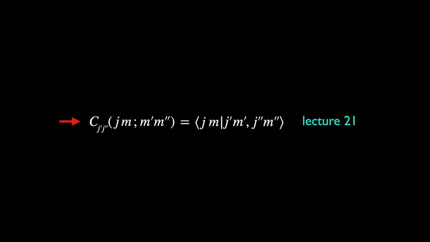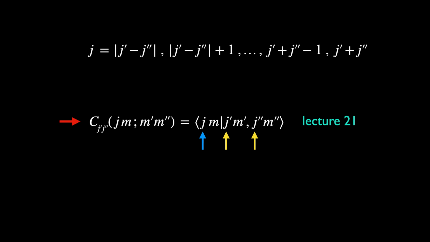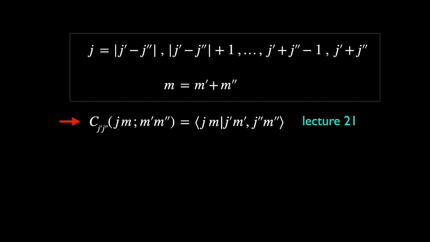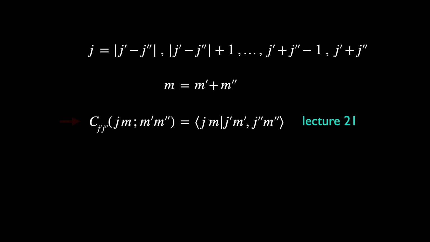So even though we are using the symbol J here, this refers to isospin. For this amplitude to be non-zero, J must be one of the values between the magnitude of the difference and the sum of J prime and J double prime. At the same time, M must be equal to the sum of M prime and M double prime. These are the selection rules. We have calculated some examples of these coefficients in lecture 21. You can find a table of these numbers in most quantum mechanics textbooks or on Wikipedia.